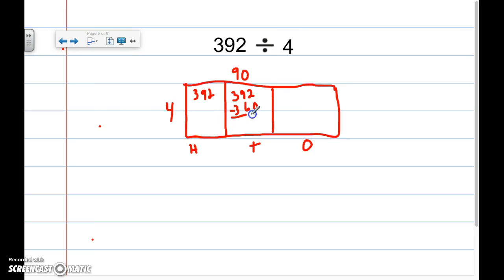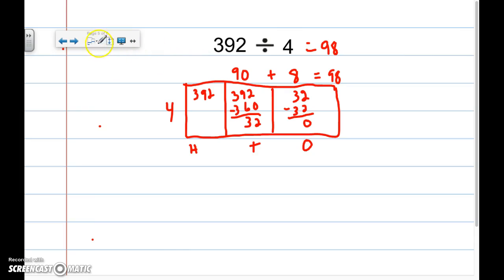Okay? Then I'm going to subtract what I have in this box. And that's going to give me 32. Okay? So now I can't do tens anymore. So now I have to move 32 over to the ones box. So how many times does 4 go into 32? Well, I know that that's 8 times. And I know that 4 times 8 is 32. And then if I subtract what's in the ones box, I get 0. So 392 divided by 4 is going to be 98, because I just add what's on top, which equals 98.